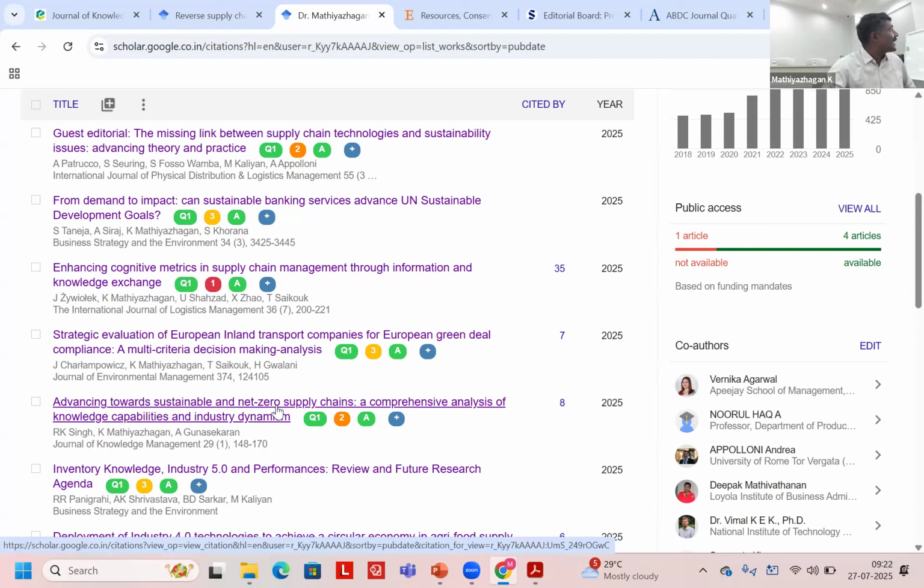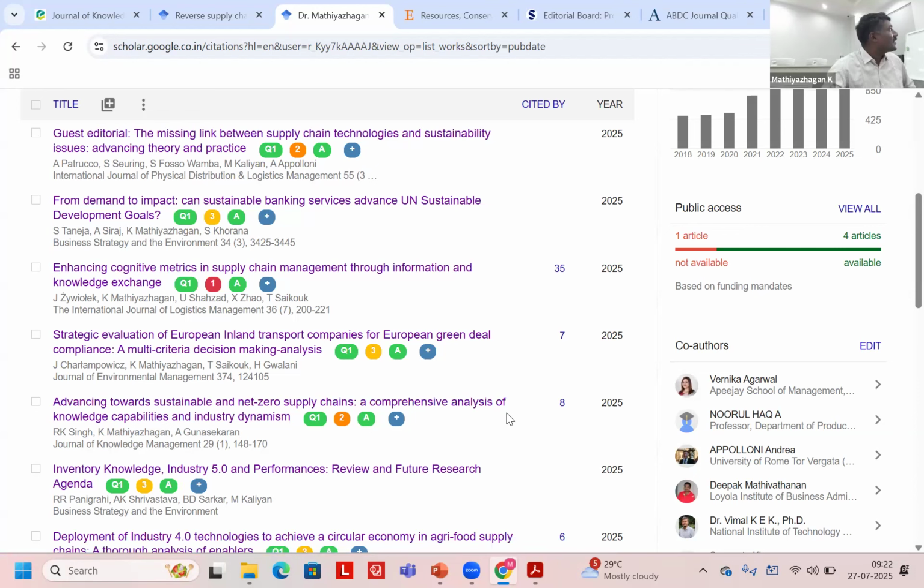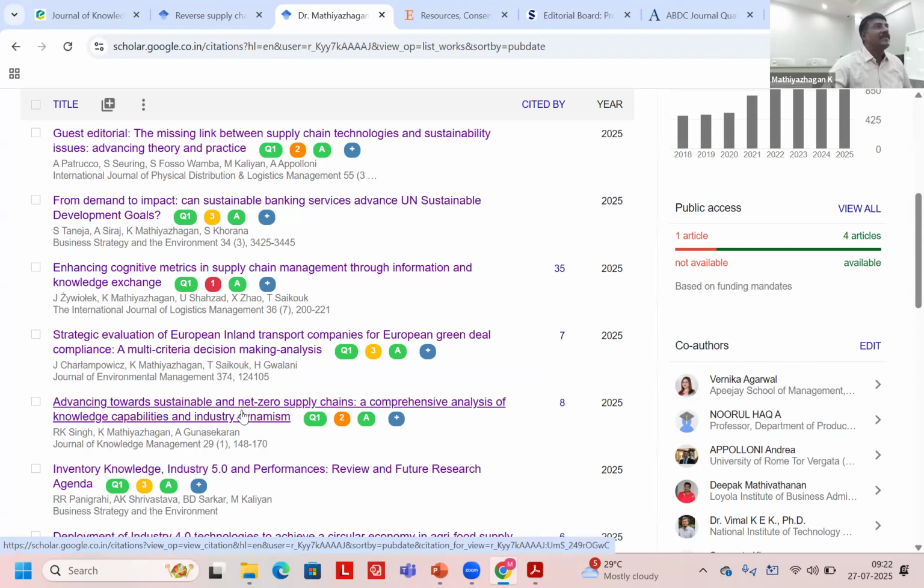Advancing towards a sustainable and net zero supply chain, a comprehensive analysis of the knowledge capabilities and industry dynamism. Because of the knowledge capability dimension, we felt this paper may be suitable for the Journal of Knowledge Management. But actually, it is not my core research area journal. Is it clear?